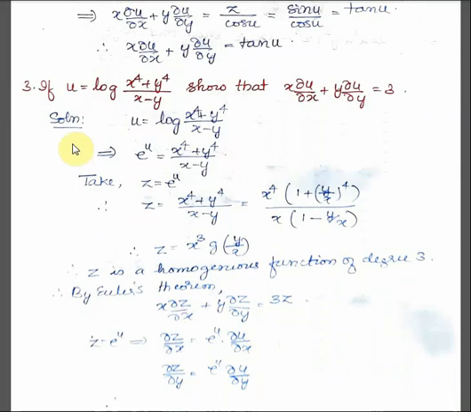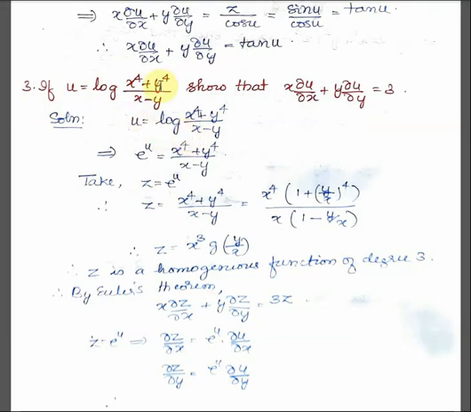The same thing here. u is equal to log of (x⁴ + y⁴)/(x − y). Looking at this and the question, x ∂u/∂x + y ∂u/∂y, this is going to look like Euler's theorem, but this is not a homogeneous function, because whatever I do, I cannot take a power of x outside the log. Therefore, I have to rearrange this function. So what I have done, u is equal to log of something. This is nothing but changing to exponential form.